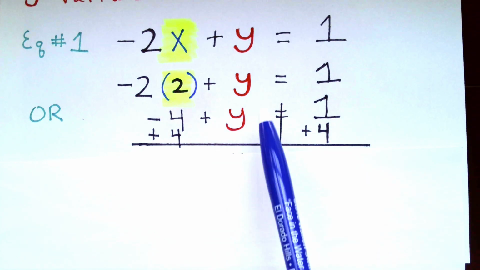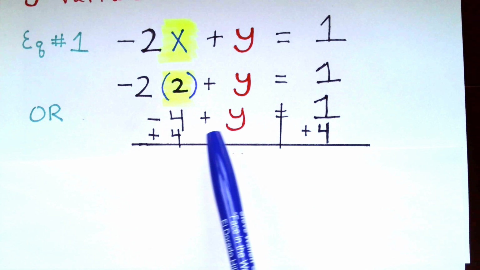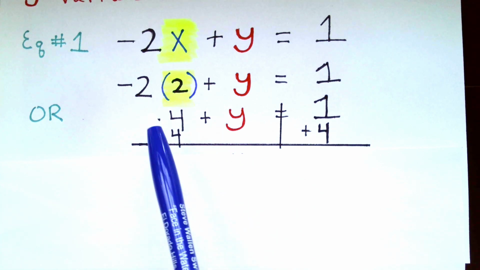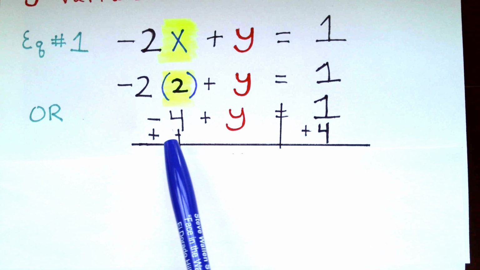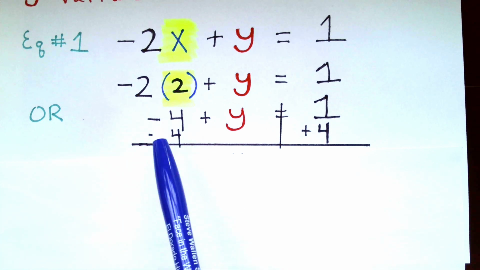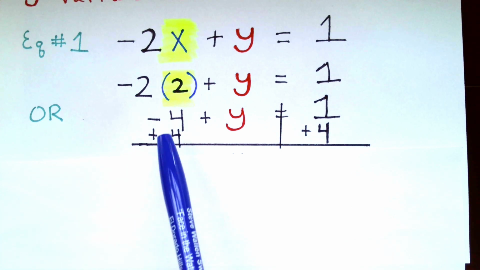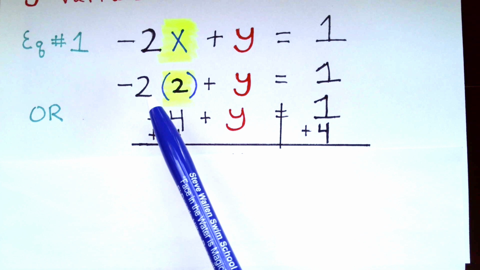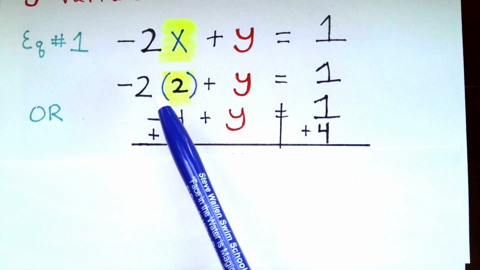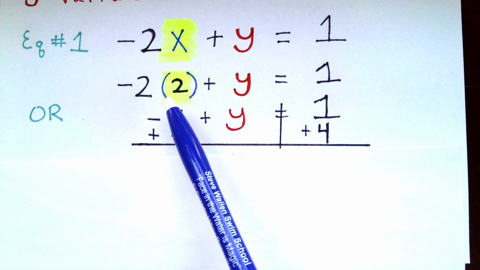Now I want to get y all by itself. This is now a one-step equation. How do I turn that negative 4 into 0? I do the opposite, the inverse. Instead of subtracting 4 or having a negative 4, I add 4 or a positive 4. 4 minus 4 is 0, or a negative 4 plus a positive 4 is 0. Y is all by itself on the left side of the equal sign.